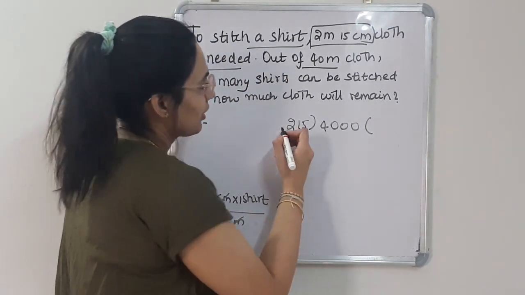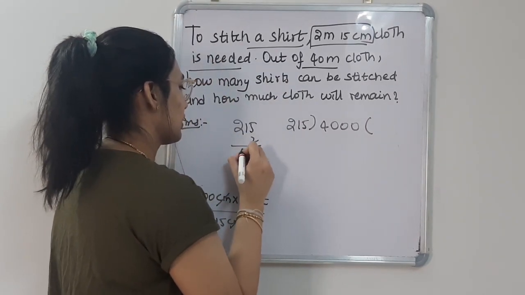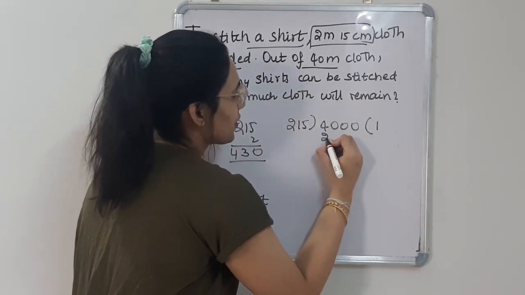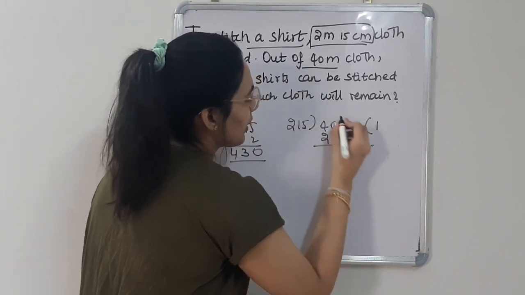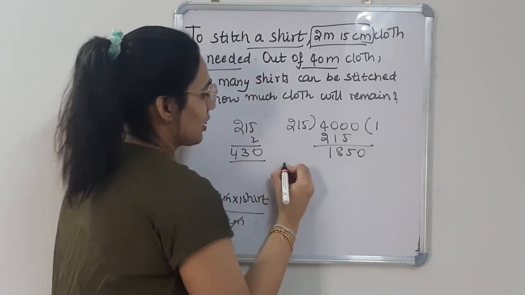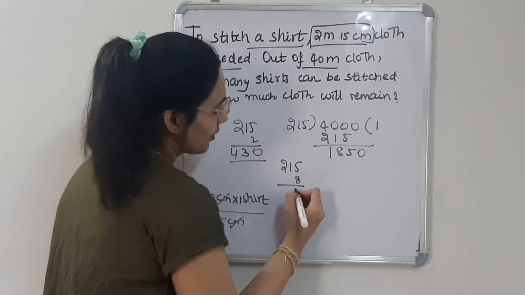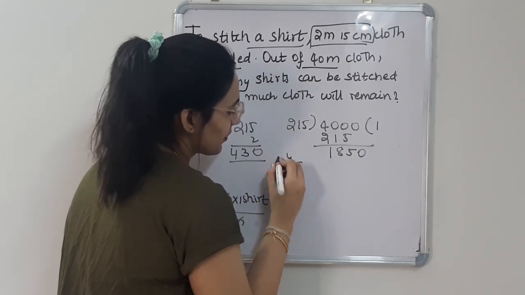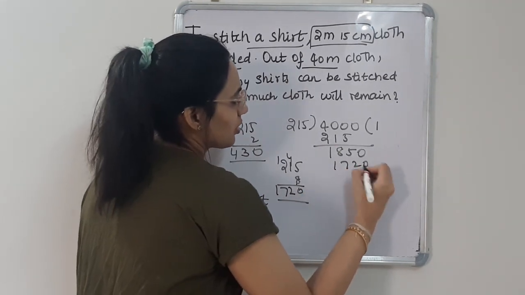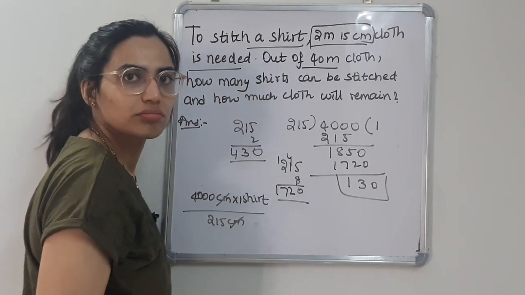Now, 215 twos will be a big number here. It will be 430, but it is 400, so it is definitely 215 ones. And 9 minus 1, 8, 1850. Now, what is 215 eights? It's almost near to 1600. Let's see. 1720. It's almost near to 1850. Now, this is the remainder, right?